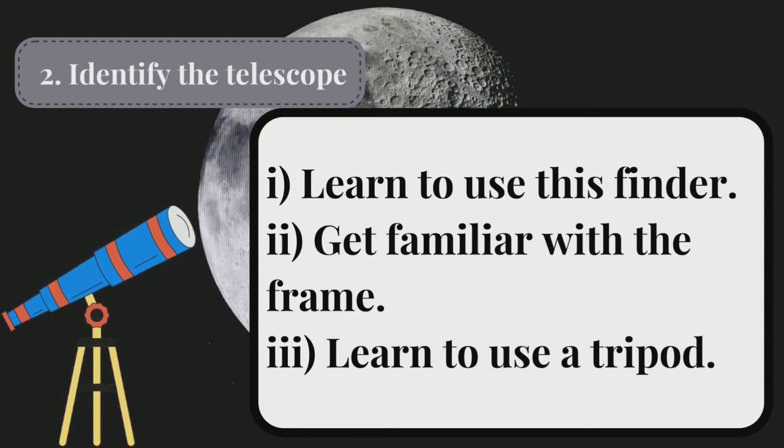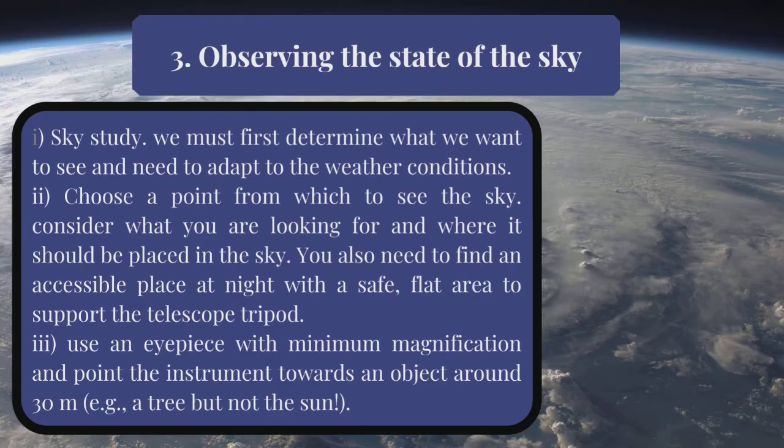Thirdly, we need to learn to use a tripod. You must be sure that the three supports are balanced, otherwise the telescope could fall and break. When choosing a point from which to look at the sky, consider the need for a flat area and a floor on which to place the telescope.